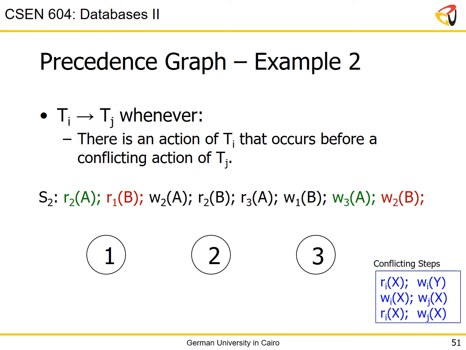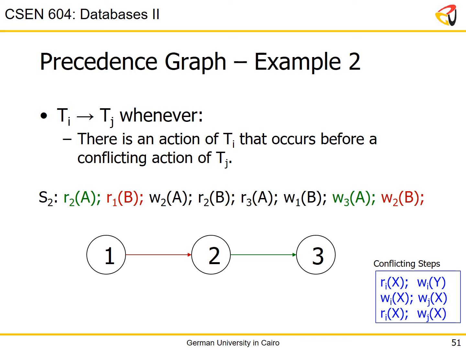We're going to scan it again, and we see that transaction 1 is reading B, transaction 2 is writing B, so that is again the third conflicting step in the blue box. So again, that implies that 1 needs to come before 2. So what we have found up till now is that 1 is before 2 and 2 is before 3.